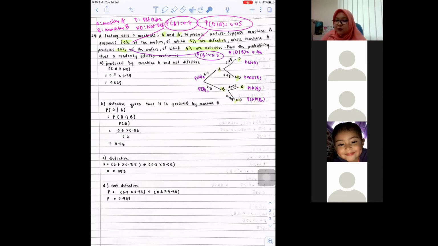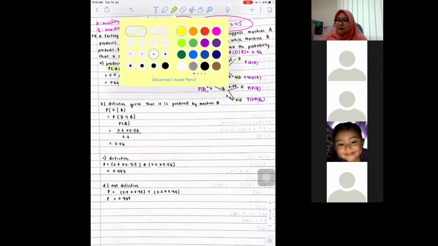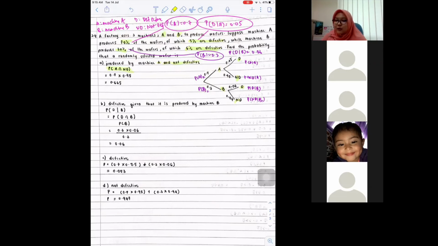Let's see the first question. Find the probability that it is produced by machine A and not defective. So A and not defective, this is the intersection notation. Let's do the simple way. You just find which branch connects ND and A. Since you want both of them, just multiply the branches here. So just take 0.7 times 0.95.